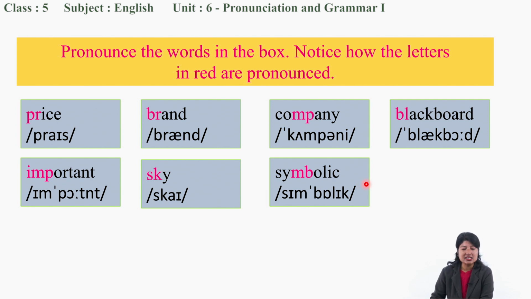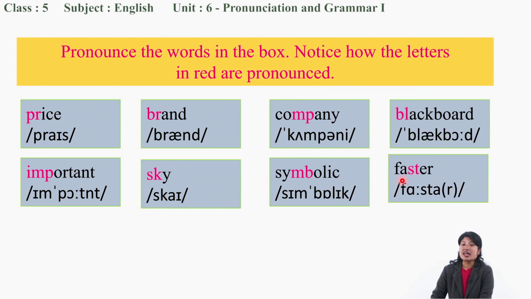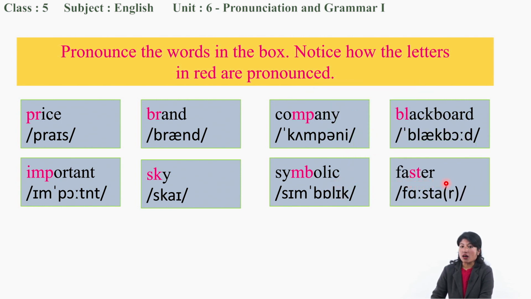S-Y-M-B-O-L-I-C. What is it? Symbolic. Symbolic. And here it goes. The final word is F-A-S-T-E-R. Fast. What did you hear? Fast only, right? When I searched, I could find only fast over there. Pronunciation of fast, but it is faster, right? Faster, comparative form. Come on, pronounce with me. Faster. Yes, faster.